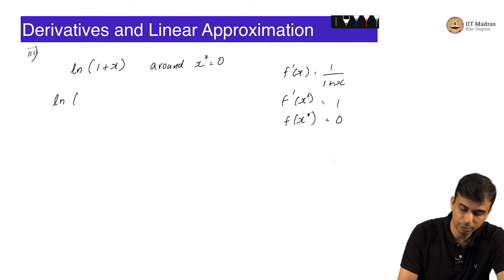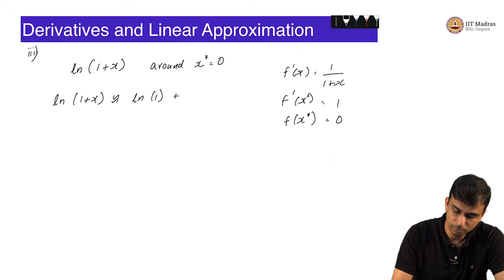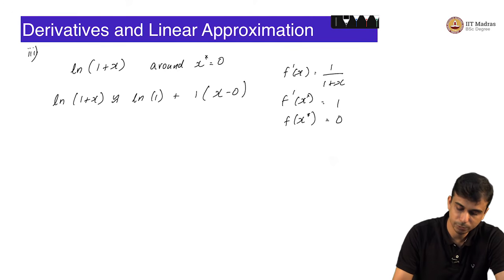So, we can put all that together and say log of 1 plus x is approximately equal to log of 1, which is 0, plus f dash of x star, which is 1, into x minus 0. So, log of 1 plus x is approximately equal to x around x equal to 0.